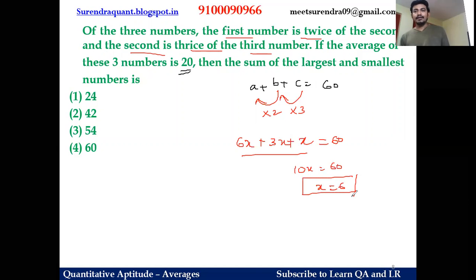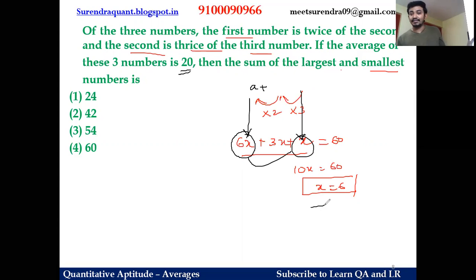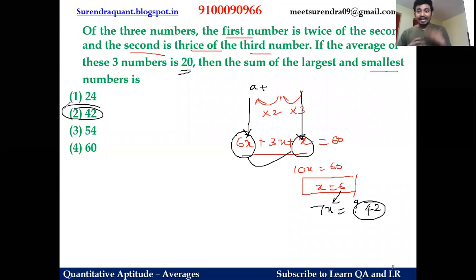X is 6. Now we are looking for the value of the largest and smallest. So in this conversion, the largest number is what? The largest number is 6X, I mean A. The smallest number is C, and that is X. So the sum of 6X and X is 7X, right? 7X value is what? If X is 6, 7 sixes are 42 is the sum of the largest and smallest number. See, we ended in 2 steps at maximum. So that is how you can work out gradually, right? Okay, happy. Let's go for the next question.